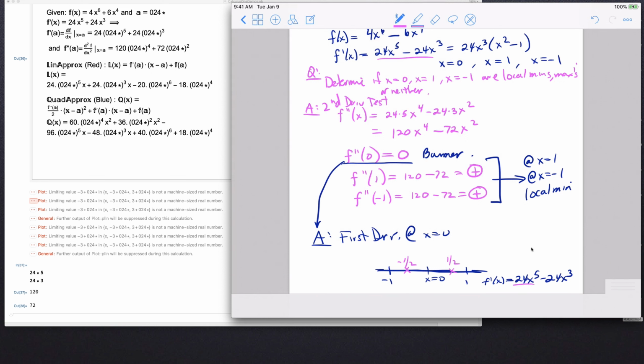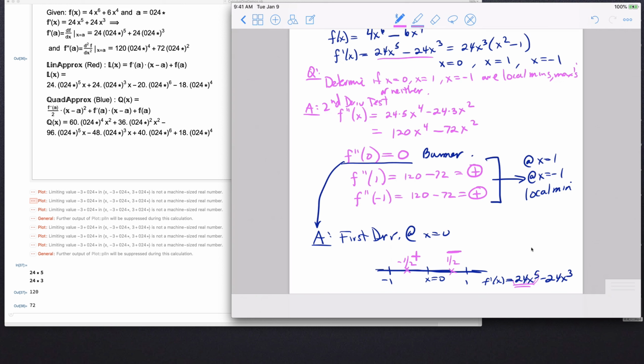So if you put 1/2 into this function and take it to the fifth power, that will be a number less than 1/2 cubed. So this 24 x to the fifth will be a smaller number than 24 x cubed, and therefore you get a negative. Okay, and at -1/2, you get a positive. I think this should come out to be positive.